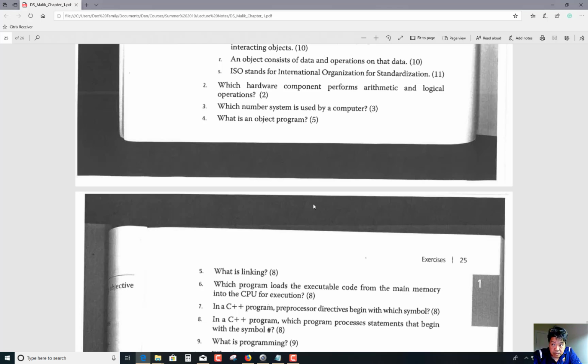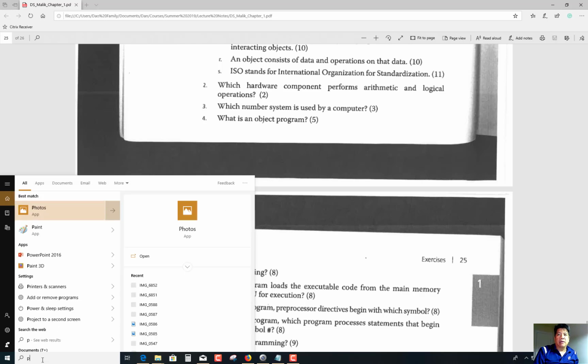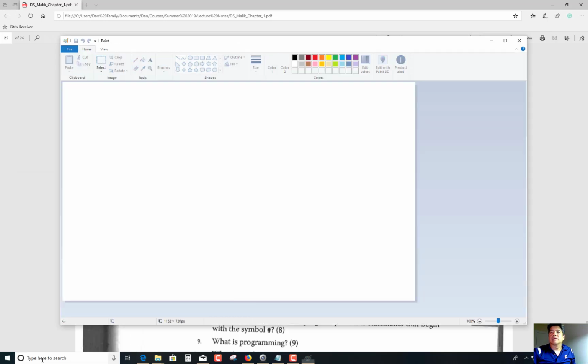Number 5, what is linking? Linking is a very important step. So when you program, let me pull up Paint. I'm going to write in Paint. When you write your source code, your CPP, remember when you did your hello program, what did you call it? Main, right? Sorry, I'm doing this with a mouse.